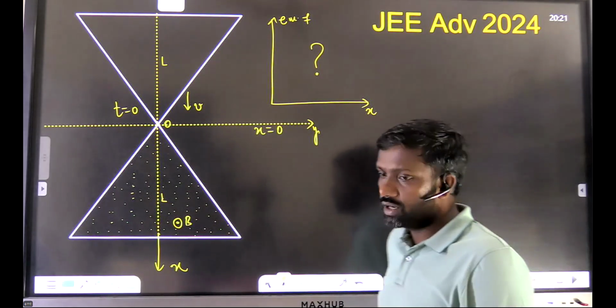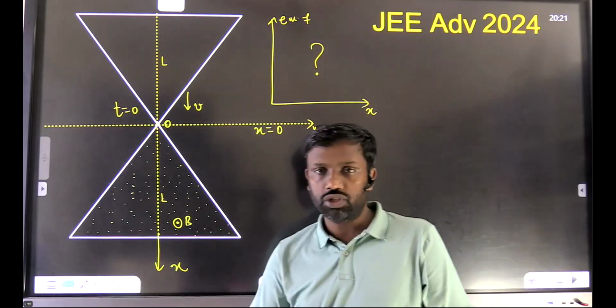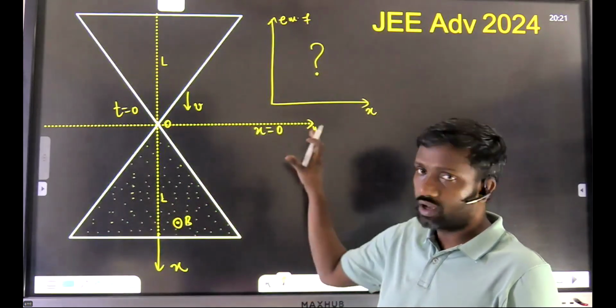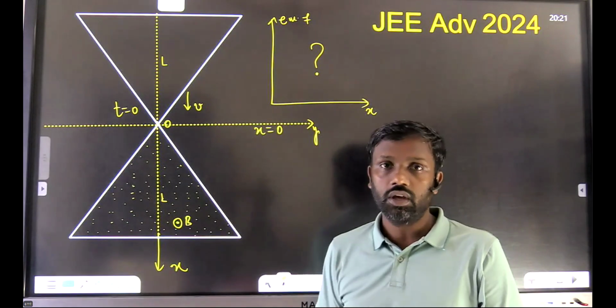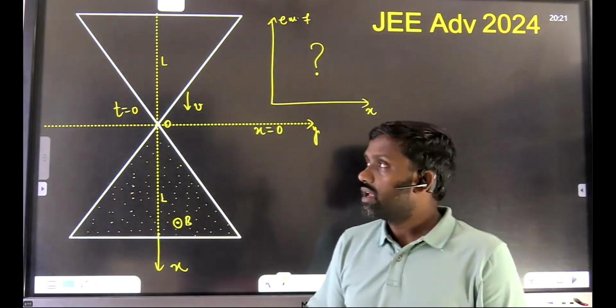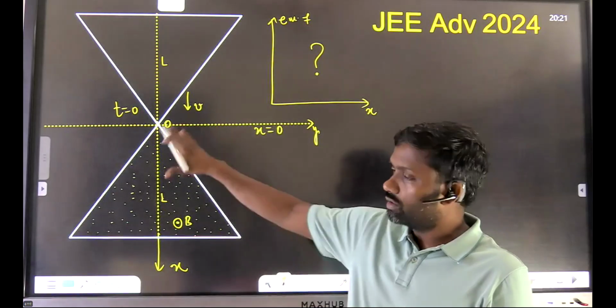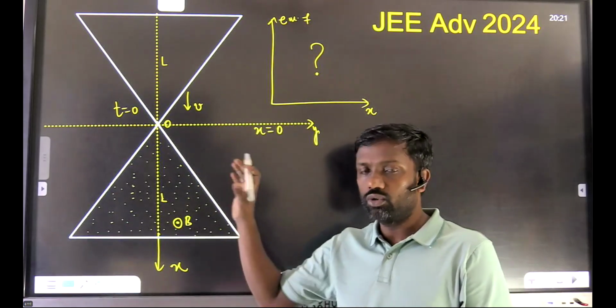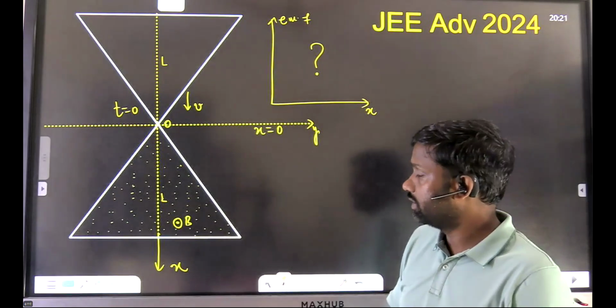See, this question can be done in various ways. Some graphs are given, 4 graphs. We have to figure out which graph is correct. The graph can be figured out very easily, but here I'm going to solve this question in detail and provide a short solution basically.